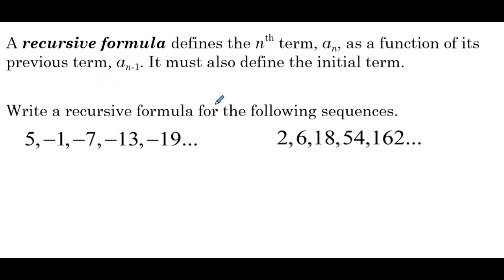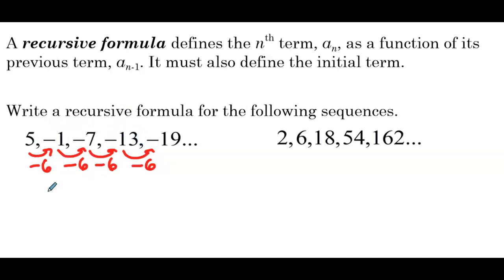So write a recursive formula for the following sequences. The first sequence, 5, -1, -7, -13, -19. First thing we want to do is identify the pattern. So looking at the terms here, I notice to get from 5 to -1, we can subtract 6. But I need to make sure that always works. So -1 to -7, that would be subtract 6. -7 to -13, subtract 6. -13 to -19, subtract 6. Okay, so our pattern is consistent. We're subtracting 6 to go from one term to the next.